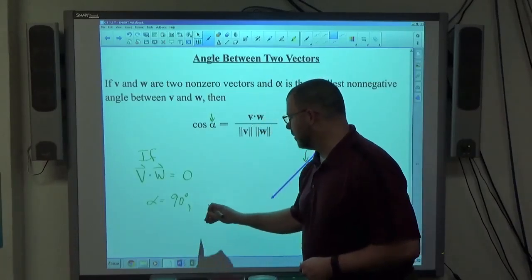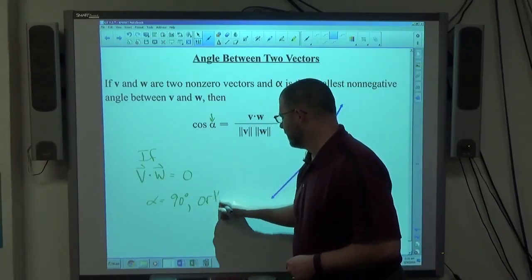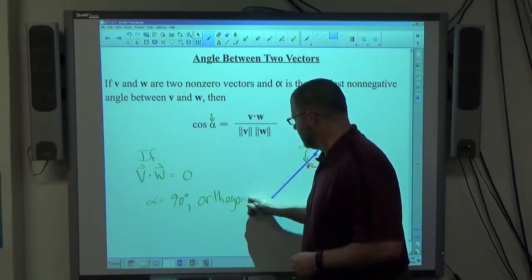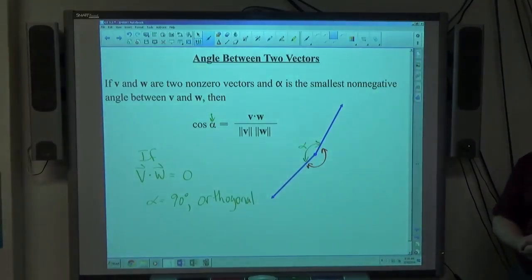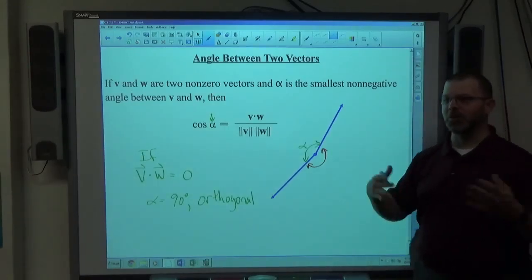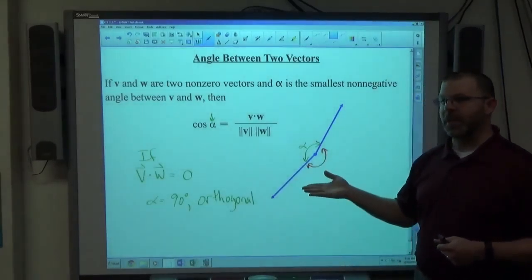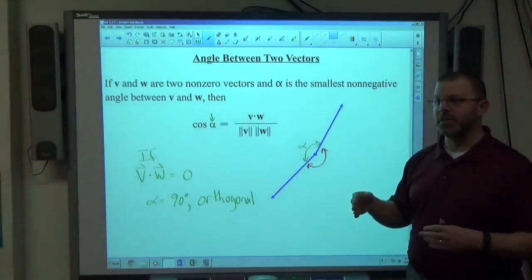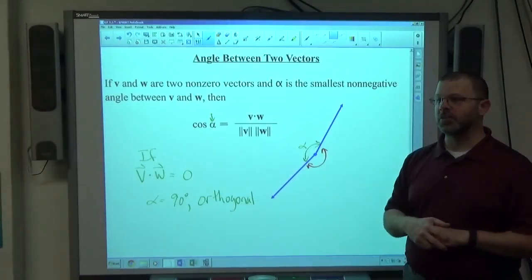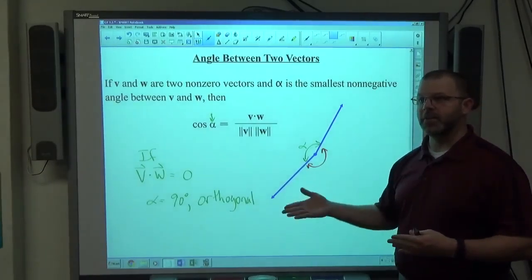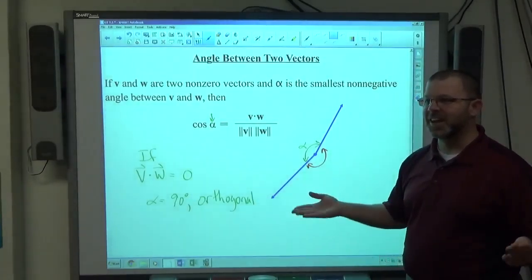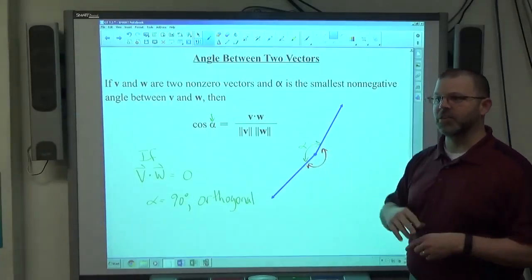and the vectors are said to be orthogonal. Orthogonal meaning at right angles to each other, which is also perpendicular or normal. They keep coming up with new words for what perpendicular is. So if the angle happens to be 90 degrees, the vectors are said to be orthogonal vectors. And that's going to be one of the questions on the homework. So if you get a 90-degree angle, they want you to write it. If it's not 90, not orthogonal. So they want you to identify that.